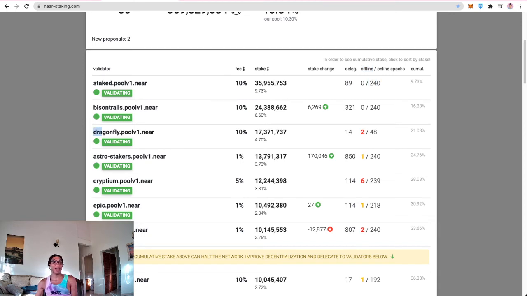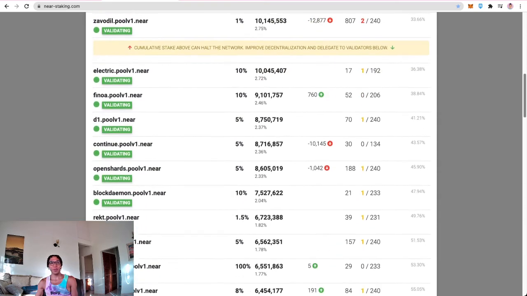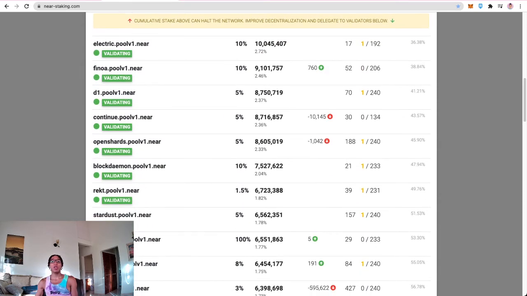So for example, Dragonfly, they're a professional staking service. They invested quite a bit into NEAR. But first of all, they've missed two epochs, usually what I wouldn't want to see. And they've only been in for 48. That's because they're a relatively new staking provider. So here, I want to try and, with my own funds, support validators that have been around for a really long time and only have one or two offline epochs.